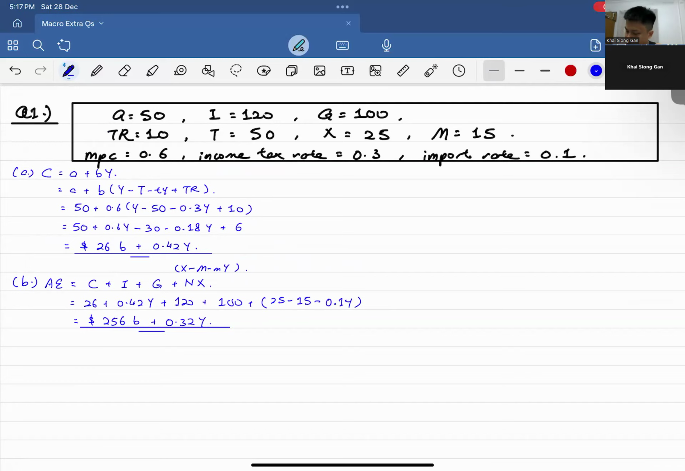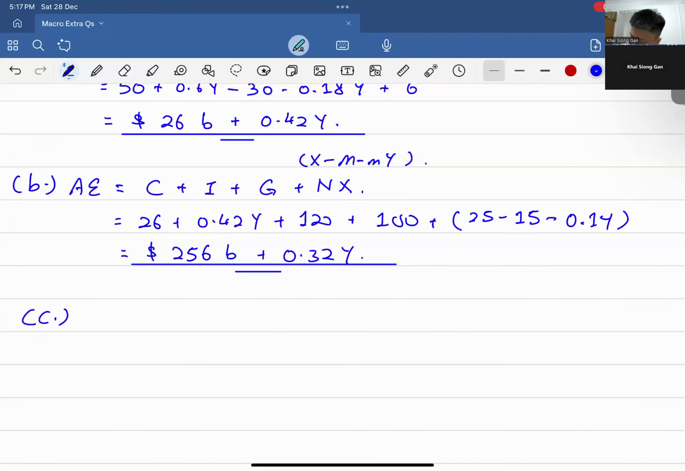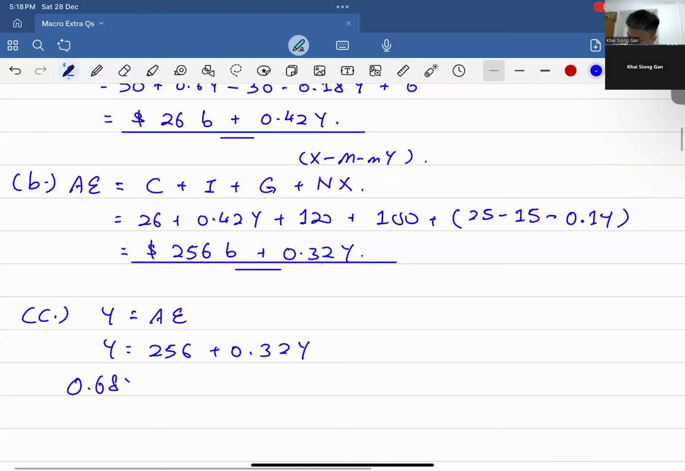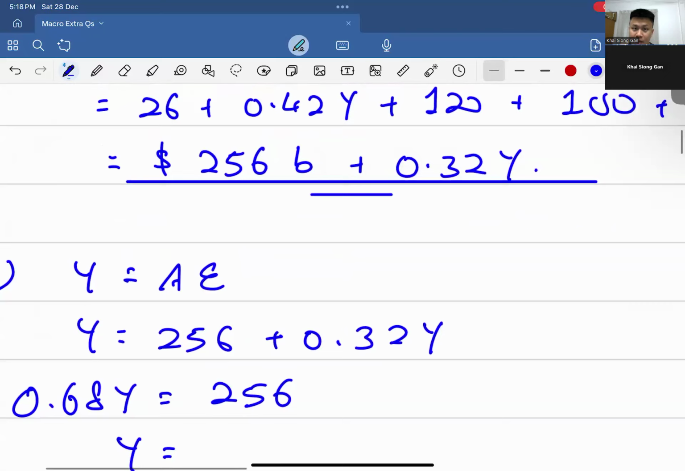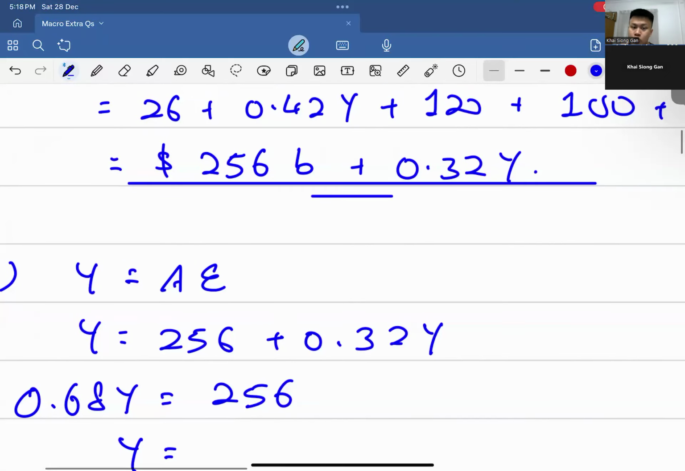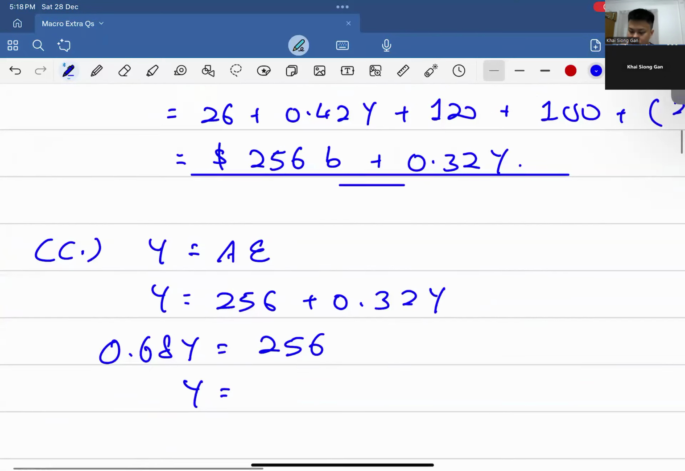Okay, then calculate equilibrium real GDP. Equilibrium means Y equals AE. So Y equals 256 plus 0.32Y. Move the Y to the left, unknowns on one side. Then comes 0.68Y equals 256. So Y equals, because when you bring 0.32Y to the left, it becomes 1 minus 0.32, so it becomes 0.68. Then you divide.